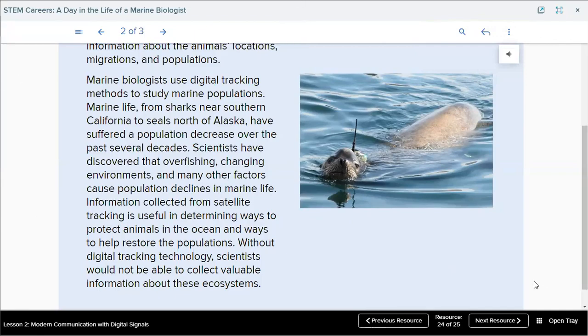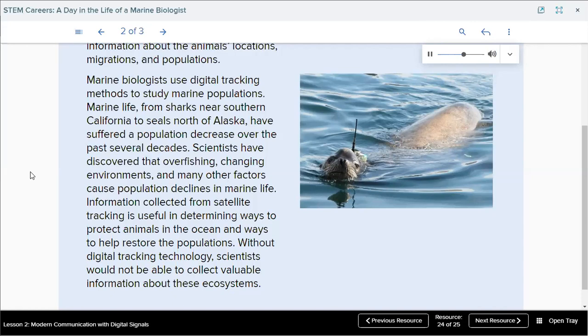It says audio failed. Yes. Yeah, I think that. I don't know why. Marine biologists, just as a GPS can provide information about the Yes, location of yes, tell to me. aquatic life, which helps in What? provides scientists with information about the animals' locations, migrations, and populations. Yeah, begin. Marine biologists use digital tracking So guys, methods to please study pay marine attention, populations. go to space Marine and life, try to from answer sharks near homework.